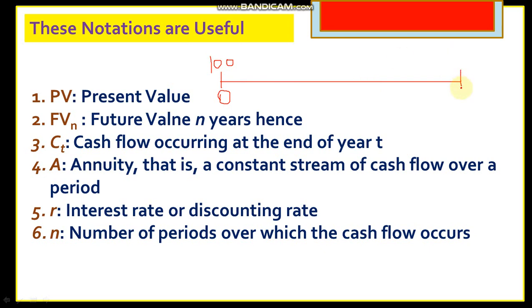The value that occurs some time in future, maybe the fourth year or fifth year, maybe this value is, say for example, 500 rupees. This is called future value.